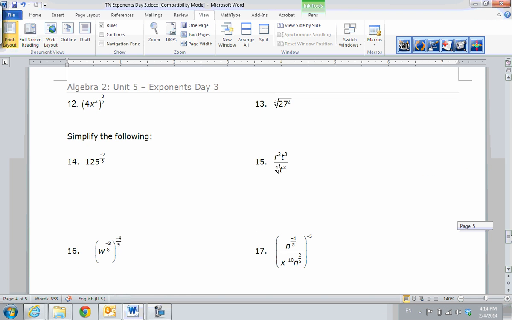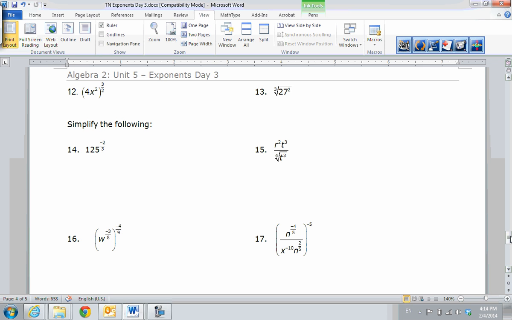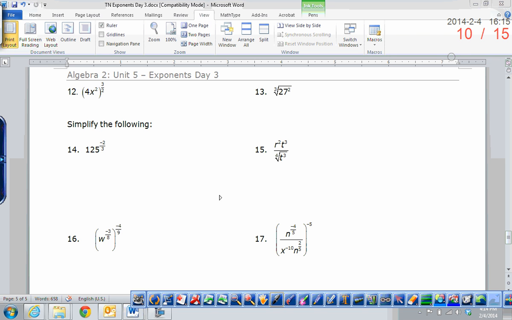Let's do a couple more, and then I'm going to let you go. Sure, number 12, why not? 3/2 to both of them, so 4 to the 3/2, and then we multiply those, so I get x to the 3rd. So let's rewrite that as the square root of 4 to the 3rd. Well, 4 to the 3rd is 64. The square root of 64 is 8. So my answer is 8x cubed.